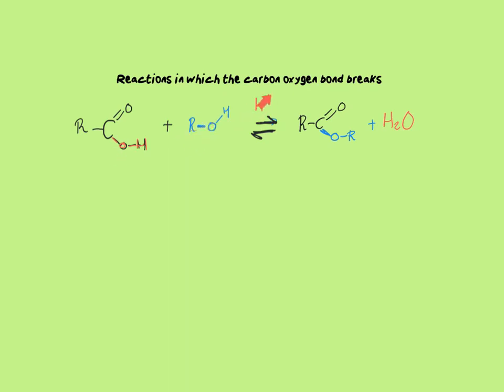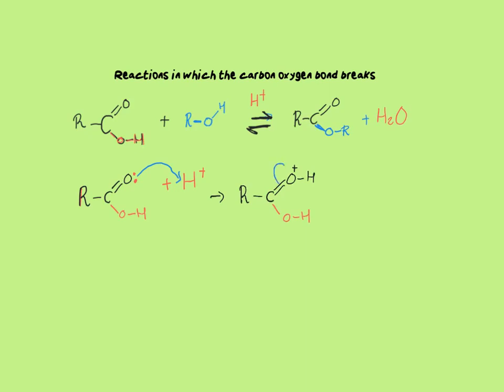Under acidic conditions, alcohols will react with carboxylic acids in what we call an esterification reaction, where the 2 molecules condense together with the loss of a small molecule, which is water. So this is known as an esterification reaction or a condensation reaction. To understand it further, let's look at the mechanism.